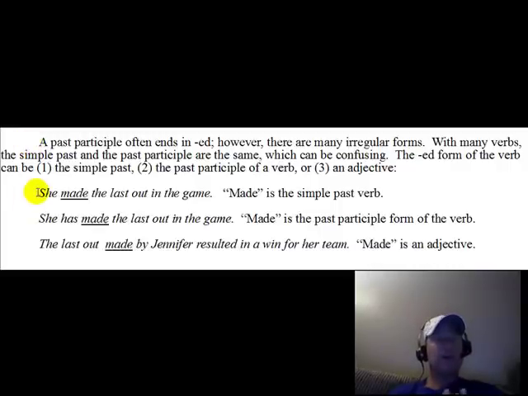She made the last out in the game. Made is a simple past verb. She has made the last out in the game. In this case, made is a past participle form of the verb. The last out made by Jennifer resulted in a win for her team. Made in this case is an adjective.